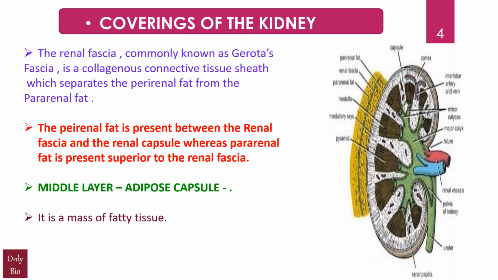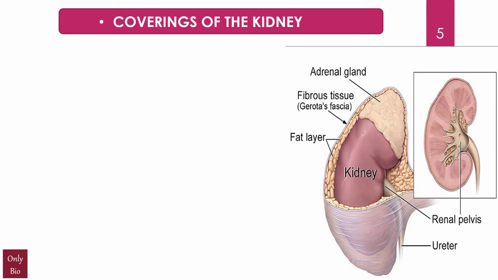Now, the middle layer is the perirenal fat, also called the adipose capsule. It is a mass of fatty tissue. It protects the kidneys by shock absorption. So these are the functions done by the middle layer. Now friends, on the screen you can see again a beautiful picture depicting the fibrous tissue, that is Gerota's fascia, as well as the adrenal capsule as well as the renal capsule.